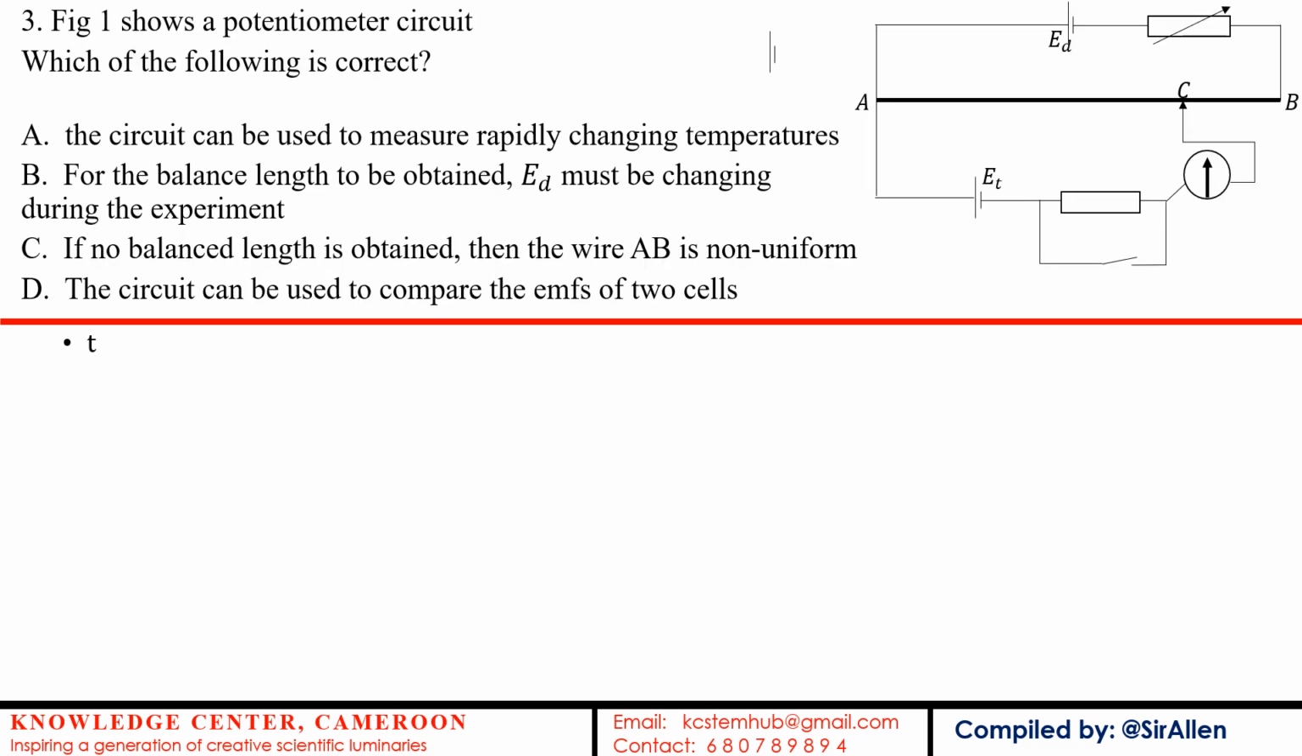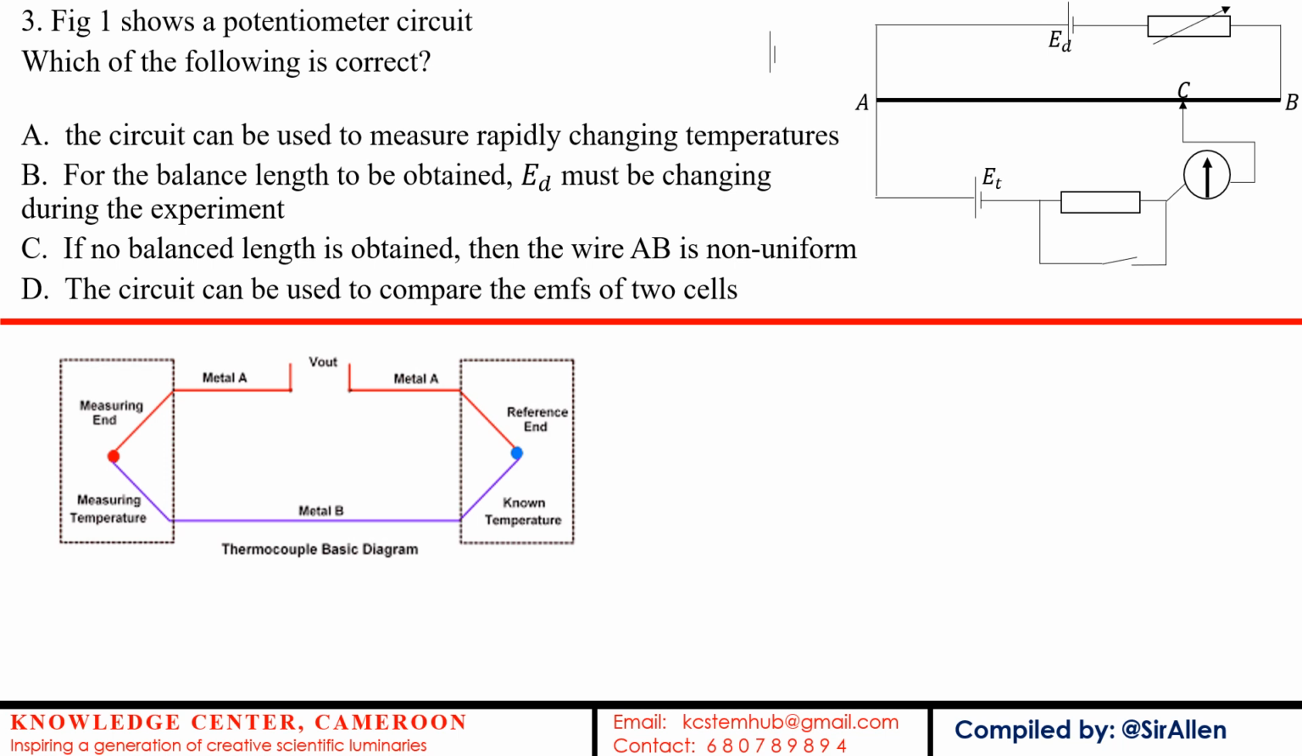Figure 1 shows a potentiometer circuit. Which of the following is correct? The circuit can be used to measure rapidly changing temperatures. That's not true. I've just displayed a circuit here for you. The only circuit that can be used to measure rapidly changing temperatures is, of course, the thermocouple. You can notice the differences in their ends. There's the reference end, which has a known temperature, and then there's a measuring end. So you place an object here whose temperature is rapidly changing, and you'll be producing a rapidly changing V out.